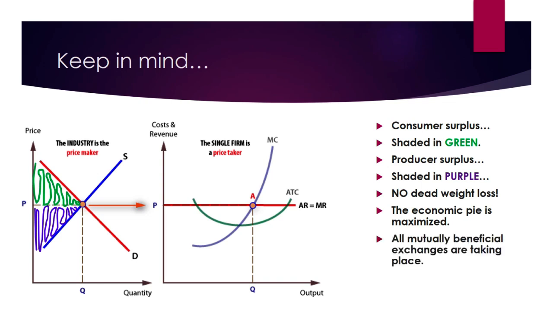So what that means in a nutshell is that all mutually beneficial exchanges are taking place. Remember, deadweight loss comes from there being these beneficial trades, but they don't get to be made because of price ceilings and price floors and those kinds of things. But here, all of the mutually beneficial trades that would be a win-win, those trades are taking place, and that's what maximizes the economic pie.